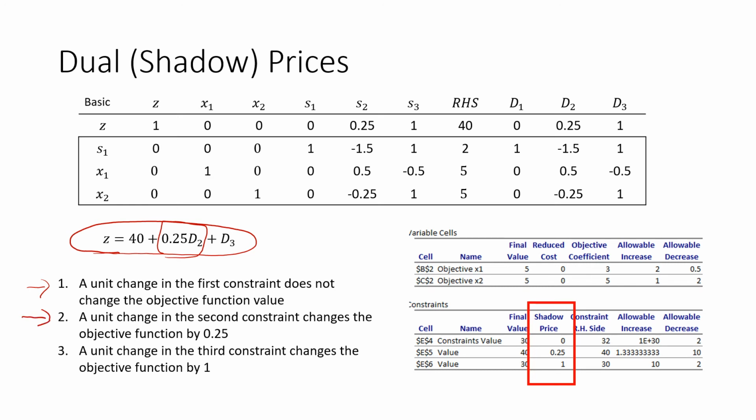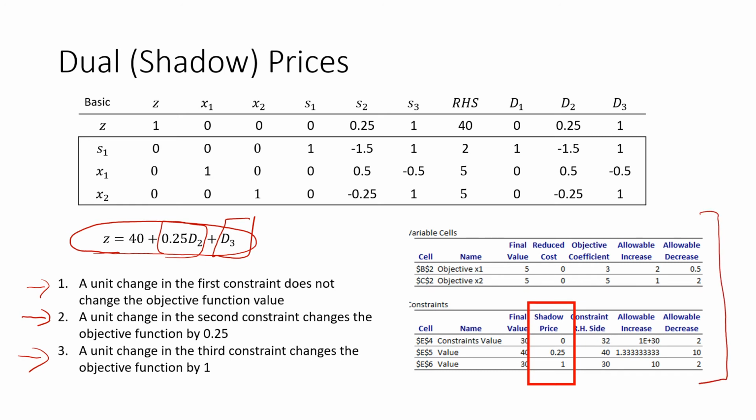There's my second point. As my second constraint changes, the objective function changes by 0.25. I have 1 D3, so that tells me if I increase D3 by 1 unit, my Z increases by 1 unit. That's my shadow prices. My shadow price for D1 is 0. My shadow price for D2 is 0.25. My shadow price for D3 is 1.